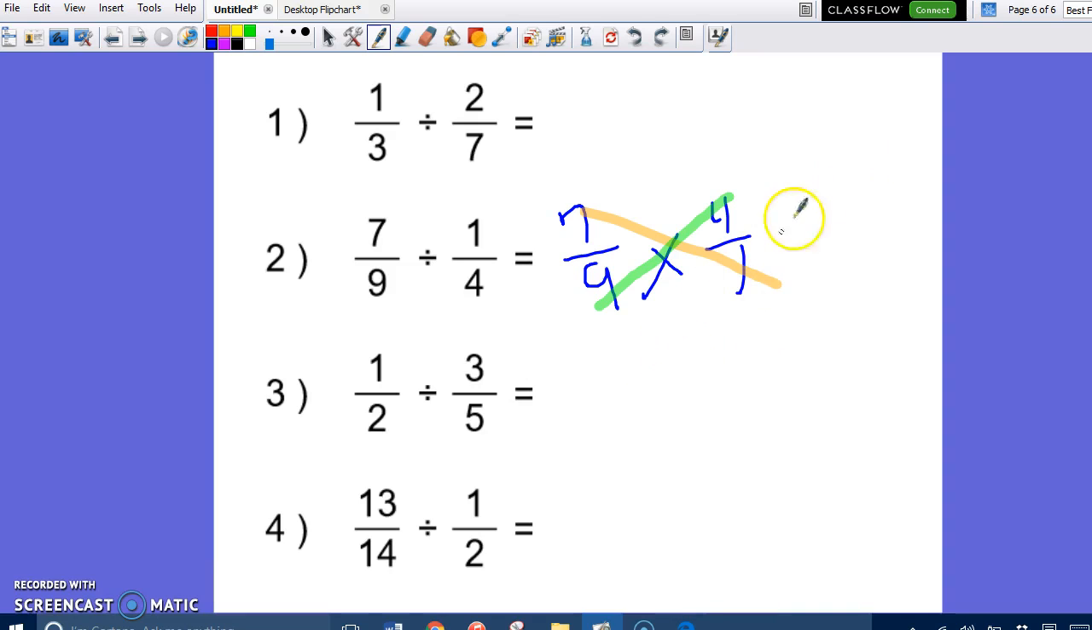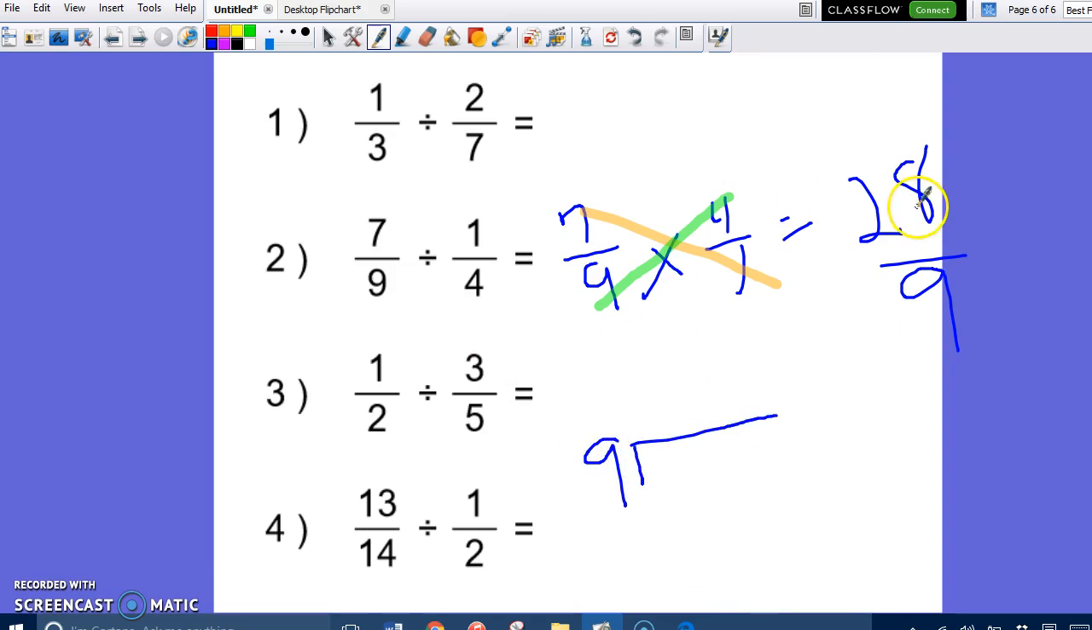So I'm going to just multiply straight across. The 7 times 4, use the chart if you need to. So your 7 times your 4, that should give you a 28. And then the 9 times 1 is 9. So again, it is improper. So we have to make it into a mixed number by dividing.